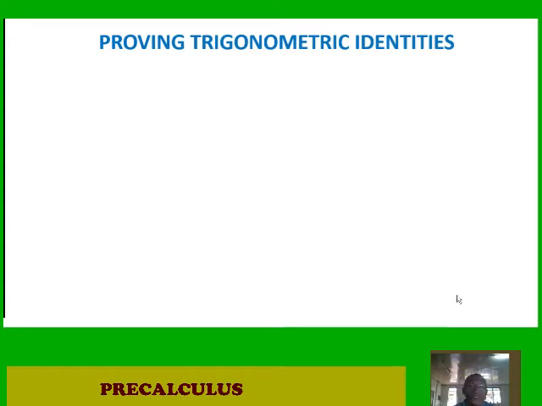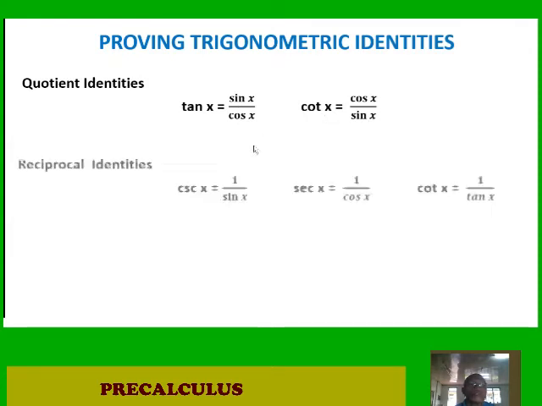Our video tutorial this time is about proving trigonometric identities. In proving trigonometric identities, we are going to use the basic trigonometric identities like the quotient identities. Tangent x is equal to sine x over cosine x. Cotangent is cosine over sine.